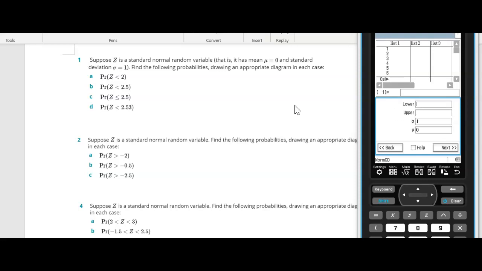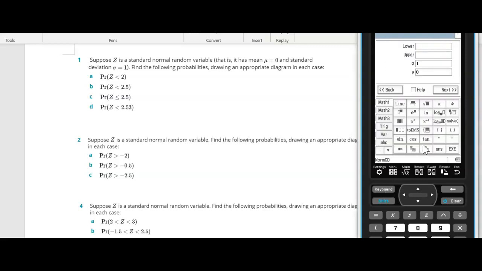So for 1A, we've got Z is less than 2. Think about your upper limit and your lower limit. This is continuous, so we don't have to worry about whether it's included or not included. Your lower limit is negative infinity, which we can get up on our keyboard. And our upper limit is 2.